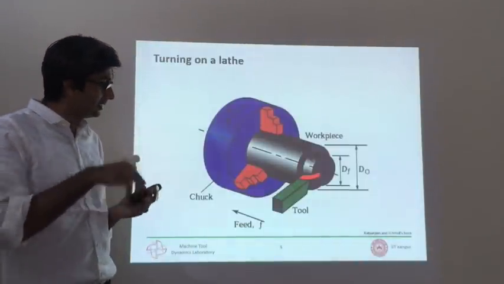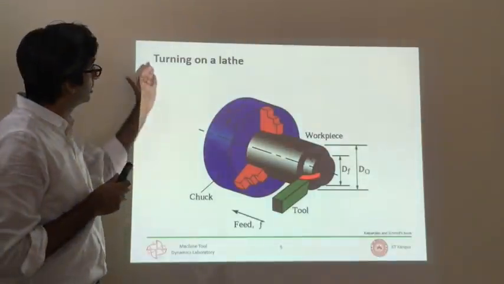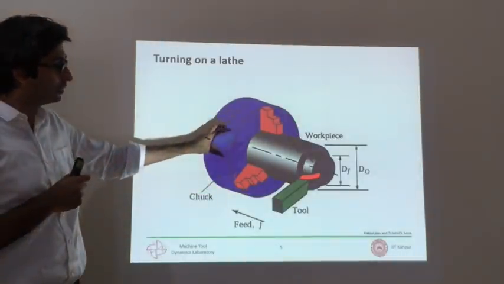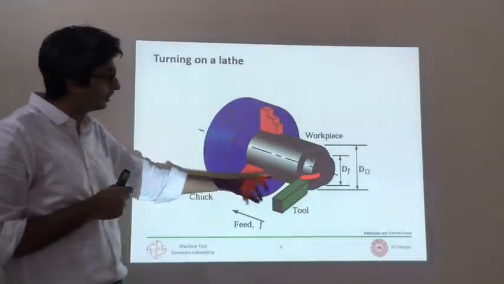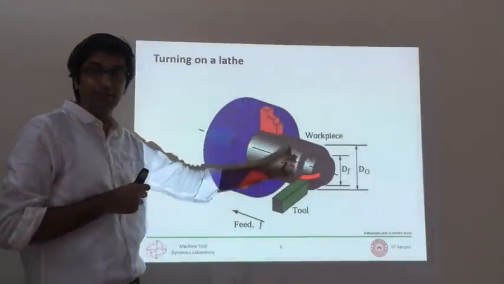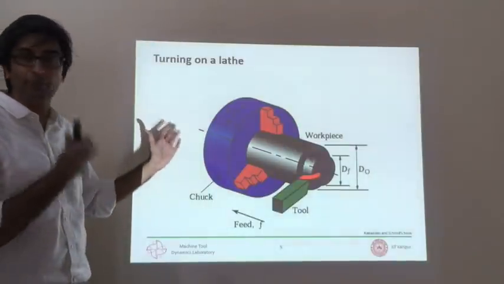Okay, so this is the other really important part of this machine, which is called the chuck. The chuck essentially does the job. So this is the tool I was talking about. The chuck is holding this workpiece. The workpiece is rotating because that is the kind of motion it gets from the motor through a set of pulleys and gears.